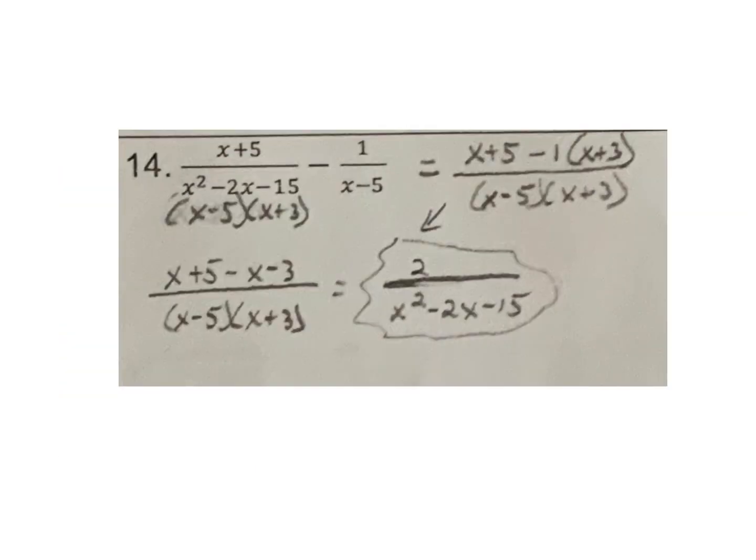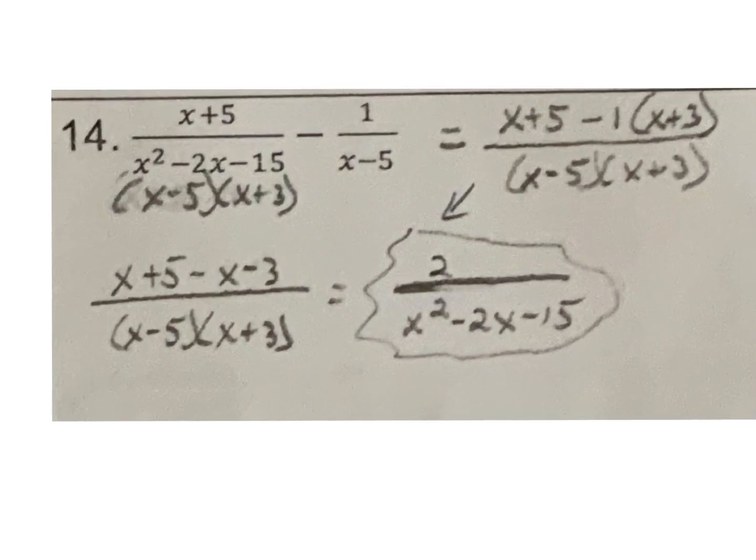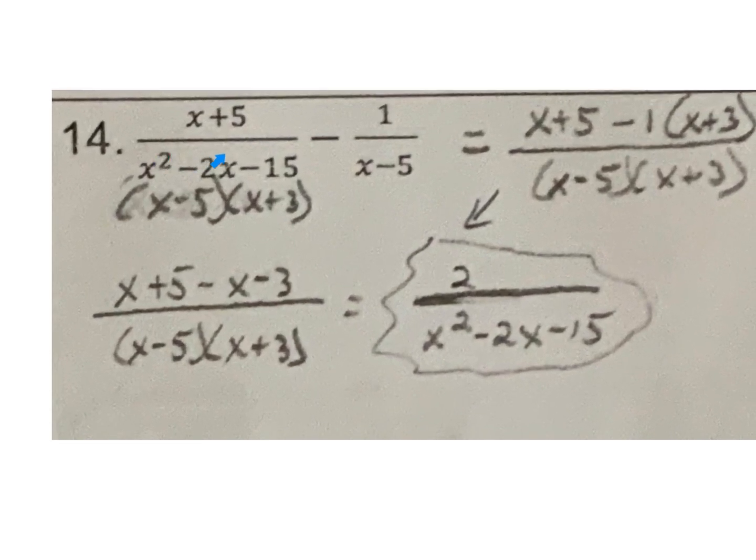All right, 14. So on number 14, we have x plus 5 over x squared minus 2x minus 15. So I factored that trinomial into x minus 5, x plus 3, and then I subtract 1 over x minus 5. You can see that they share this factor of x minus 5, but then there's a factor of x plus 3. So the common denominator is going to be the x minus 5, x plus 3.